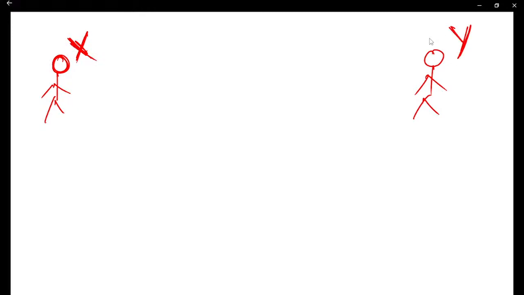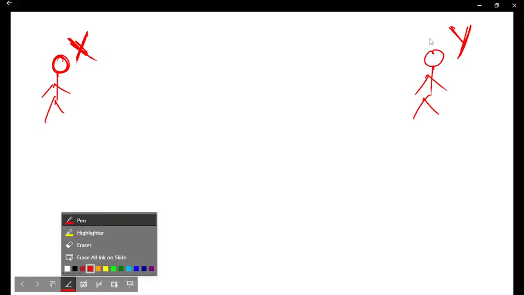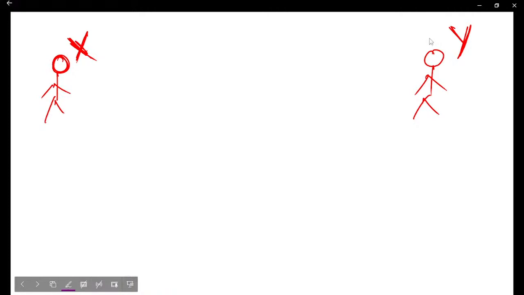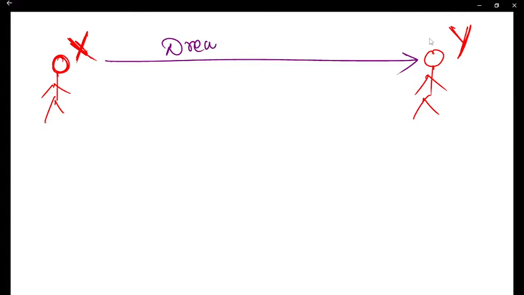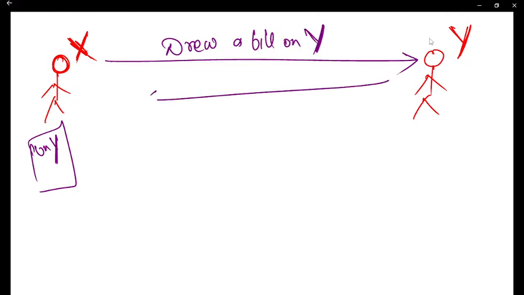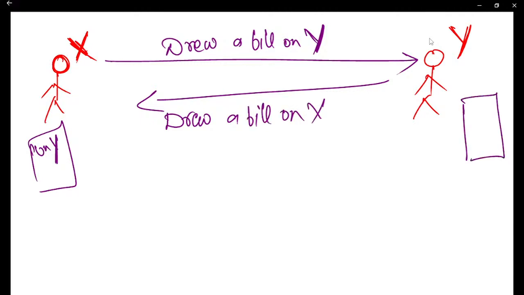This was X, this was Y. So X drew a bill on Y. X has this bill which was drawn on Y. And Y drew a bill on X. So Y has this bill.